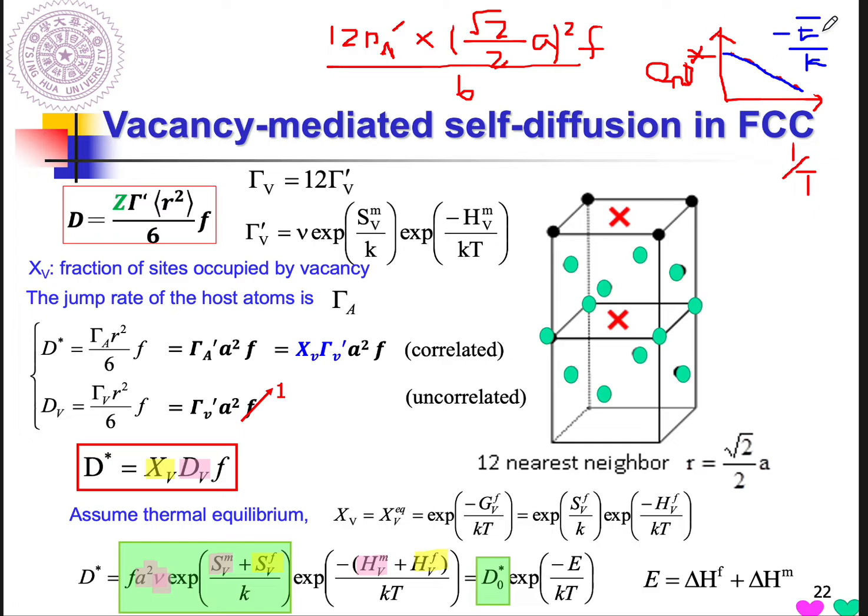So this is how you can get the E for your materials. You just measure the self-diffusivity at 5 temperatures. Then plot this figure and fit, then you can get the E. And E actually includes the vacancy formation energy and vacancy migration energy.